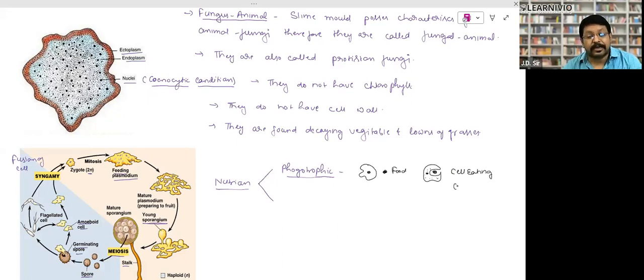This is the animal characteristic, right? Suppose that this is a food. This is a food particle, right? And this is slime mold. This is called phagotrophic nutrition. We call it phagotrophy, which means cell eating. Phagotrophic means cell eating.